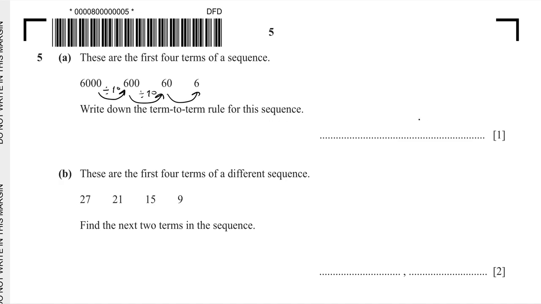So write down the term-to-term rule. The term-to-term rule is going to be divide by 10 each time.